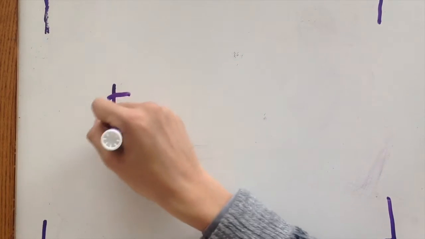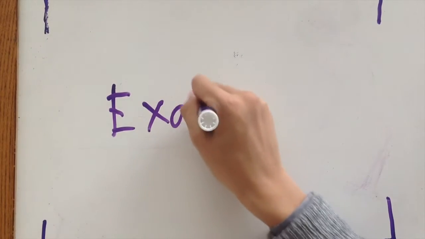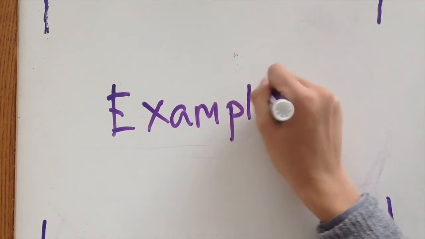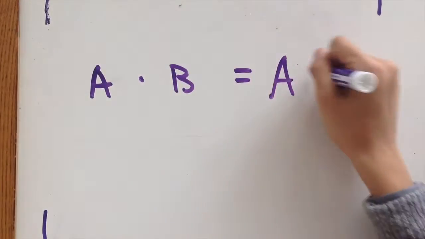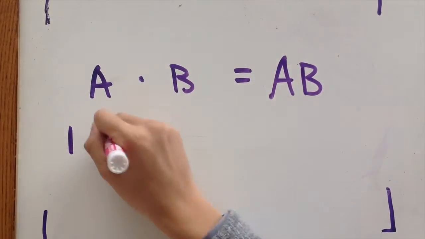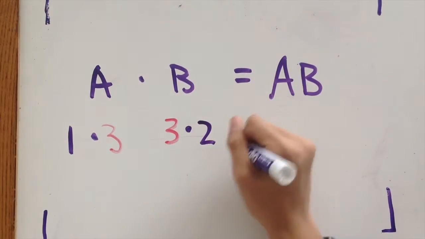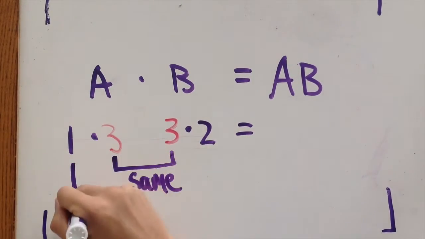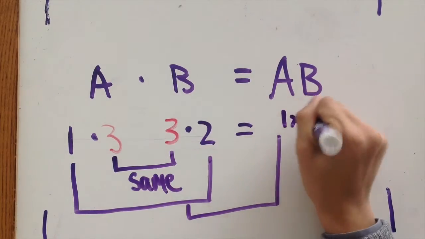Here is an example of this concept. In this problem, the inner dimensions are equal, so the product is defined. Its dimensions come out to be 1 by 2.